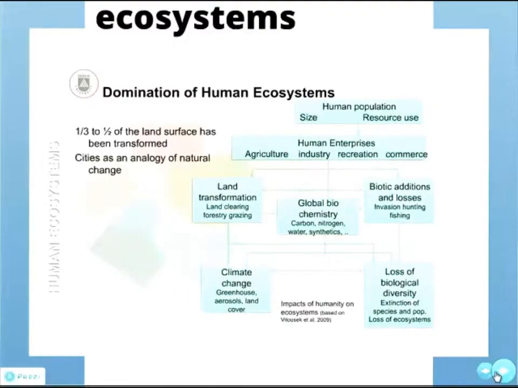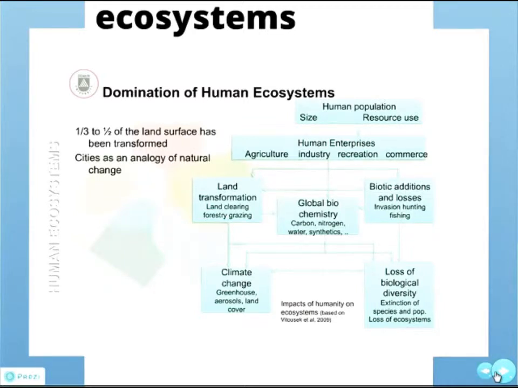Right. So we talked about ecosystems, and it's important to see how human ecology has dominated the ecological system. How would that happen, and what are the processes that lead to this domination? So if you look at it, the obvious way to start is to look into population. So human population increased in size, but also in resource usage. And by doing that, we created new enterprise.